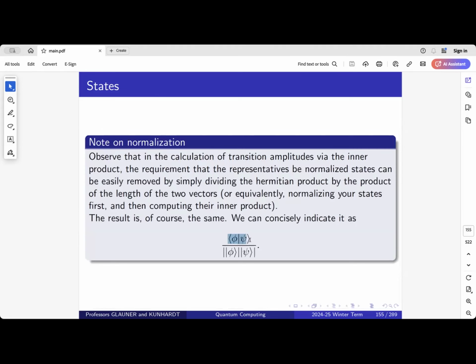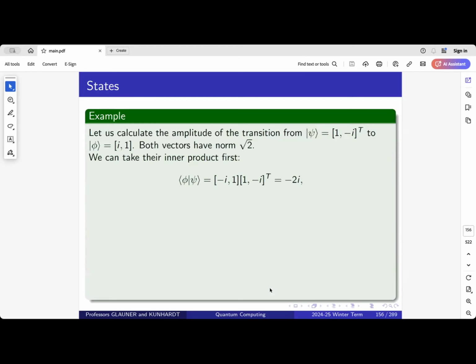What we have just done works if our states are normalized. If our states are not normalized, then you need to normalize that transition amplitude by the product of the two lengths of these two vectors we have just used. But we said before, from now on, we always assume we are working with normalized states, so we don't need that.